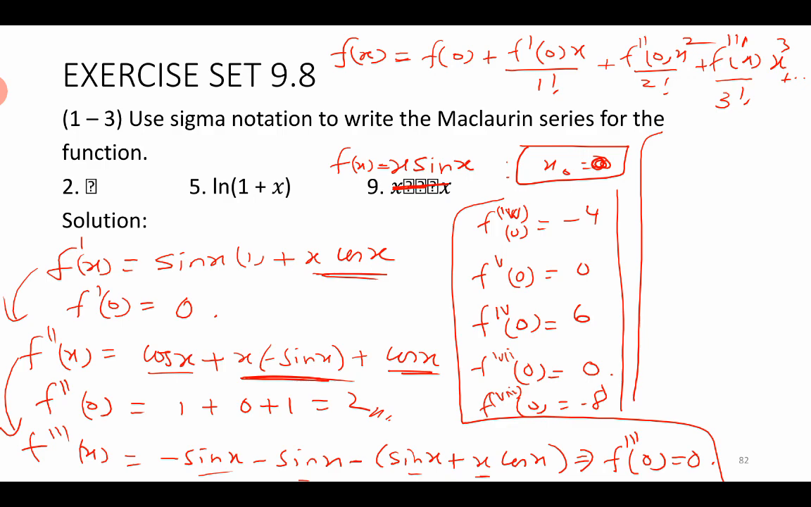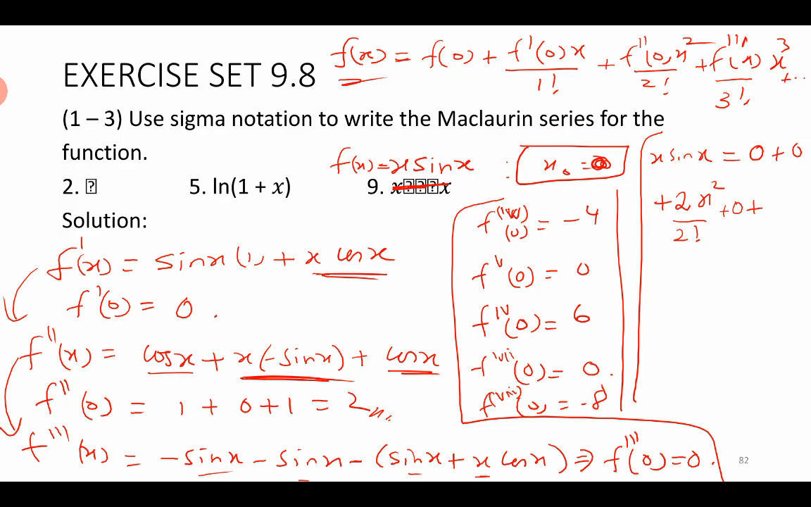I'm writing here all the elements. f of x is x sin x. f of 0, first term is 0. First derivative is 0, so the second term is also 0, isn't it? Second derivative is 2. So we start from this 2 x square divided by 2 factorial. Third derivative is 0.